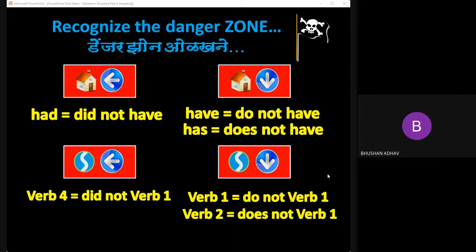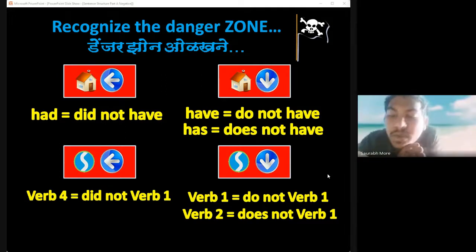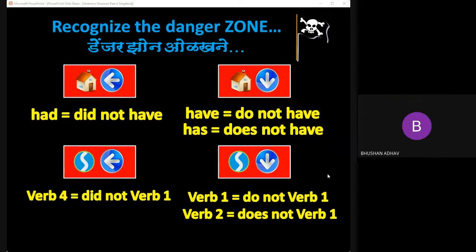"They cross their limits of expenses." They did not cross their limit of expenses. Absolutely right.